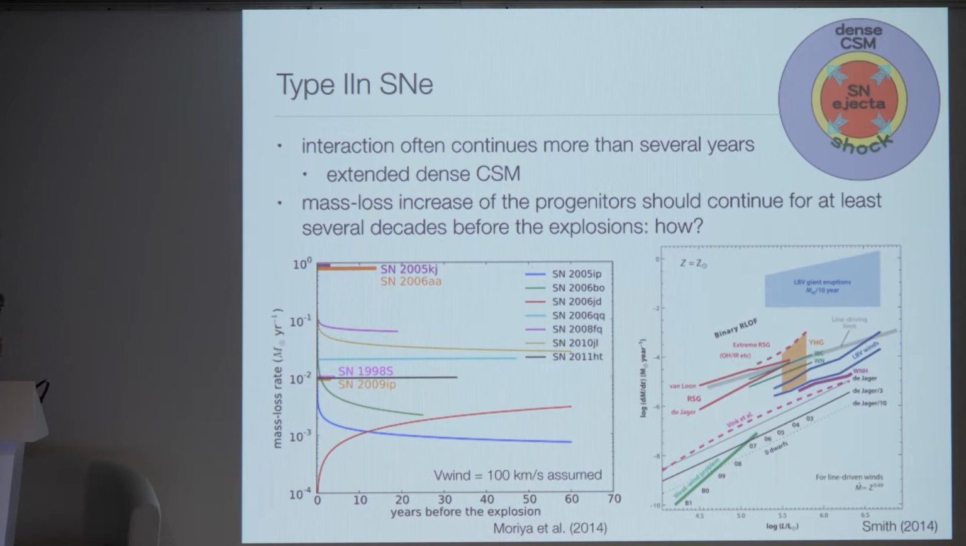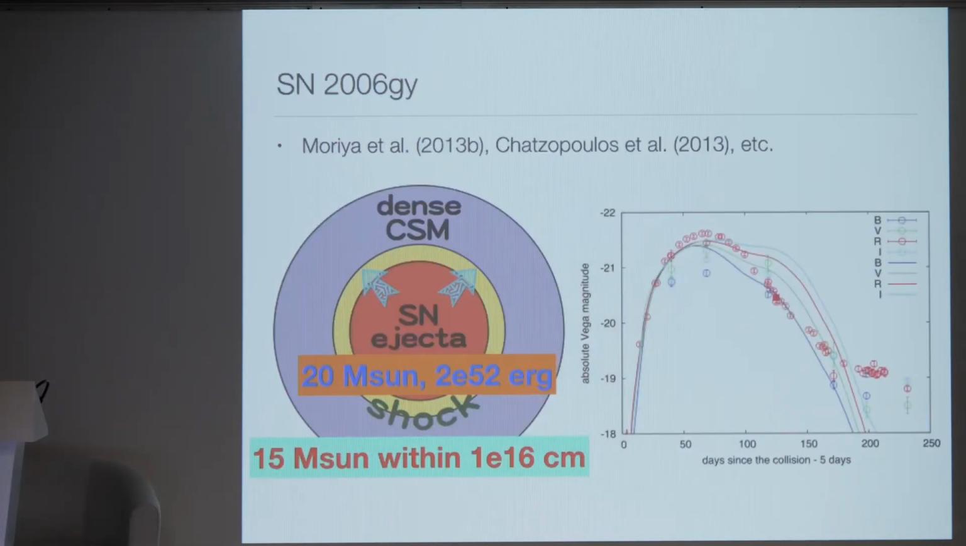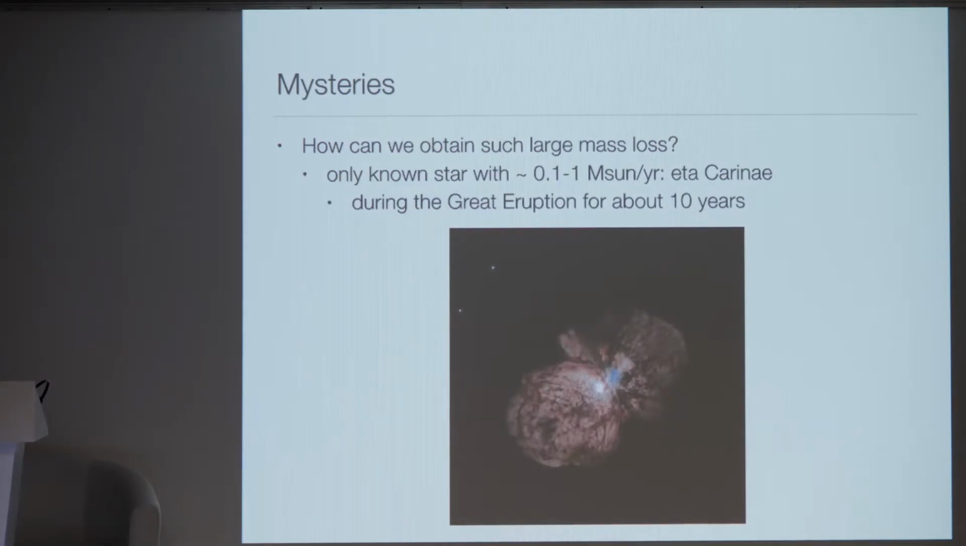And so 1 solar mass per year also, so this extreme case. In a normal type 2n supernova, it's already 10 to the minus 3 solar mass per year, and that's already quite high. But in some cases, we see it reaching 1 solar mass per year or so. And we don't know exactly how we can have such a high mass loss rate.